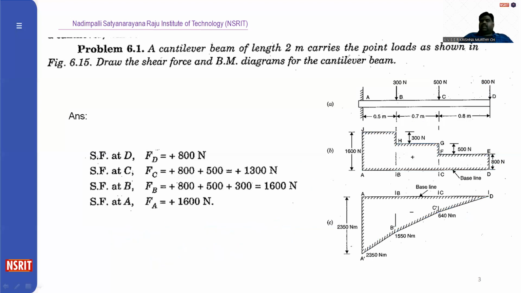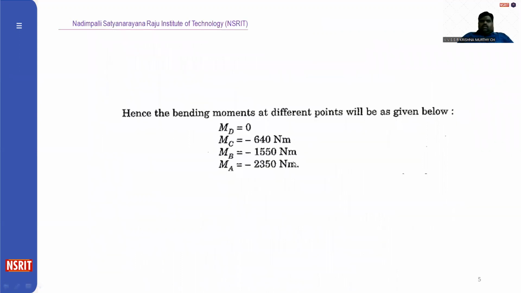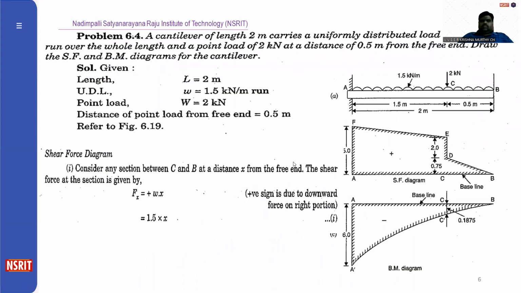If everyone has understood, since the load is acting from top to down, it will be taken as negative. I did not mention that earlier. I hope everyone understood. Now we'll go with a cantilever beam with UDL acting.